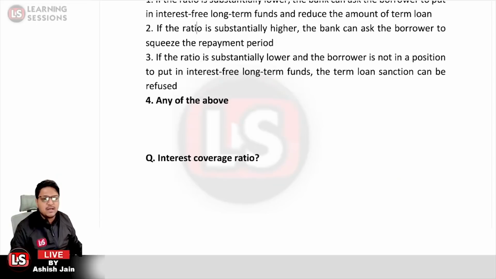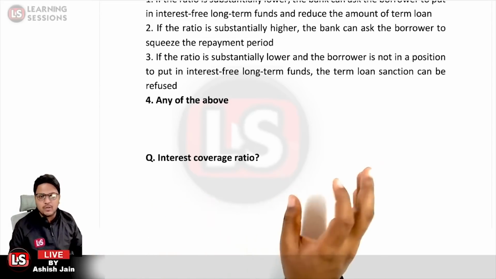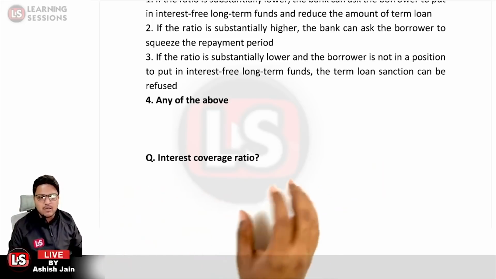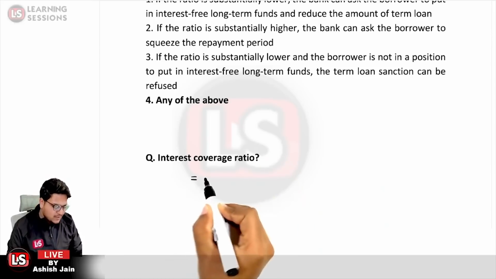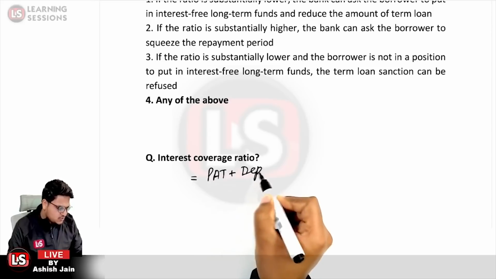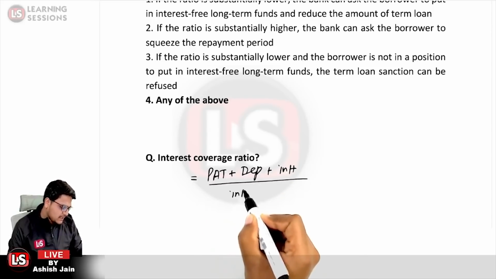Next question says, we need to calculate the interest coverage ratio. The interest coverage ratio is somewhat related to DSCR, but it covers the interest component only, whereas in the case of the DSCR, we cover the interest as well as the term loan component. The formula for the ICR is the same as that of the DSCR, that is PAT plus depreciation plus annual interest, but divided by annual interest only.